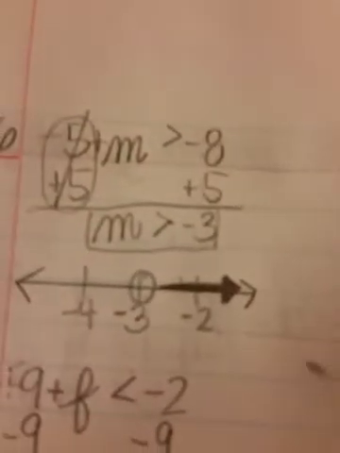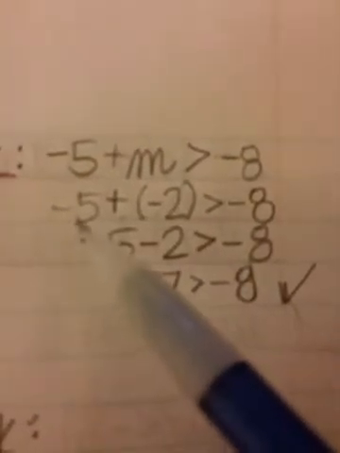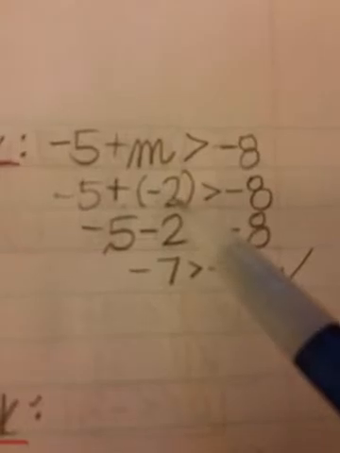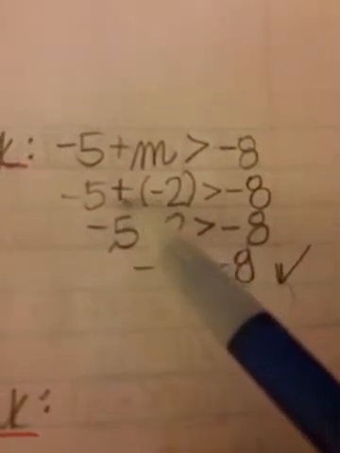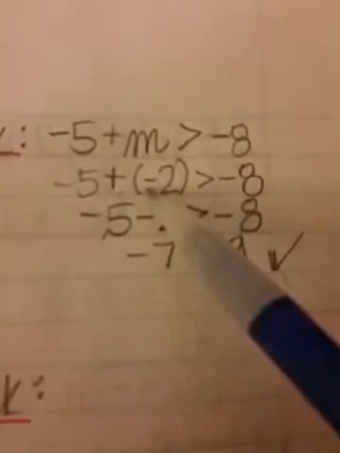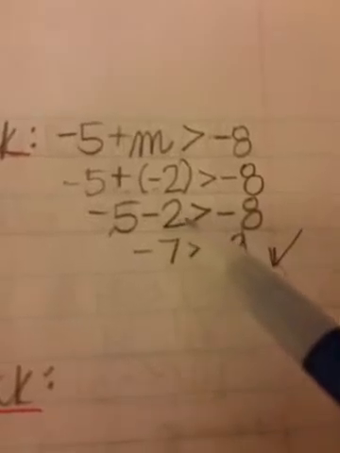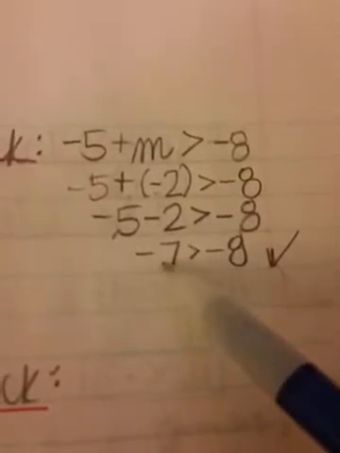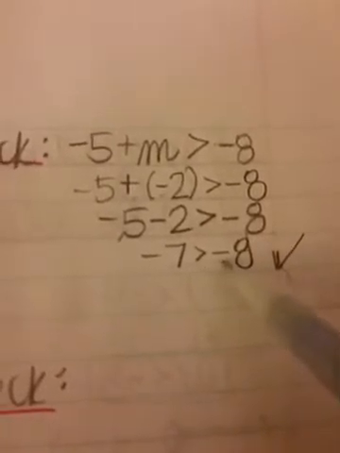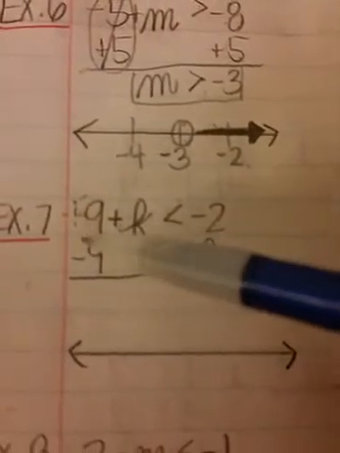I'm going to check with m is equal to -2. So I'm going to substitute. So -5 plus -2 is greater than -8. I have my parenthesis here. I can't have two signs next to each other without a parenthesis. I rewrote that as -5 minus 2 is greater than -8. -5 minus 2 is -7. And -7 is greater than -8. That checked out.